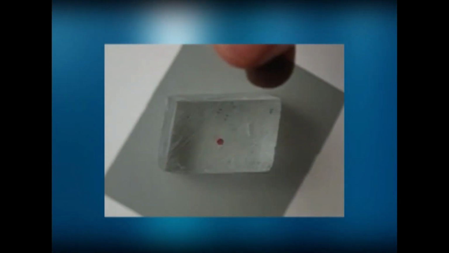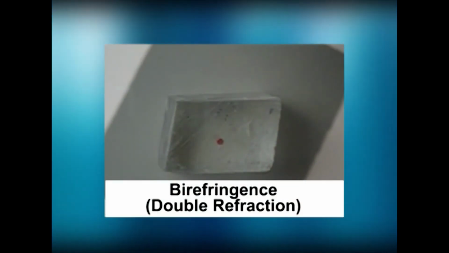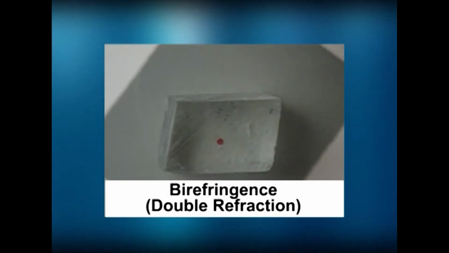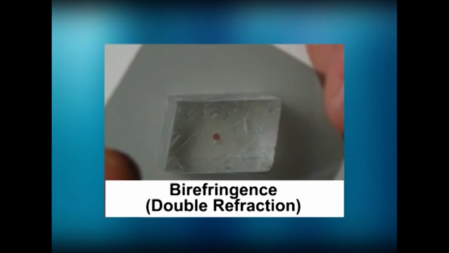It is also expressed as n2 minus n1, wherein n2 and n1 stand for the values of maximum and minimum refractive indices respectively in the crystal. The difference in RI is also abbreviated as DR, that is double refraction, or delta. The difference in value between the maximum and minimum refractive index is characteristic of tetragonal and hexagonal crystals.